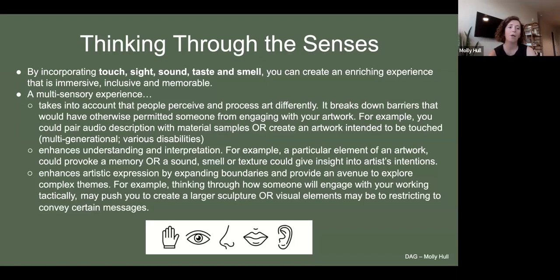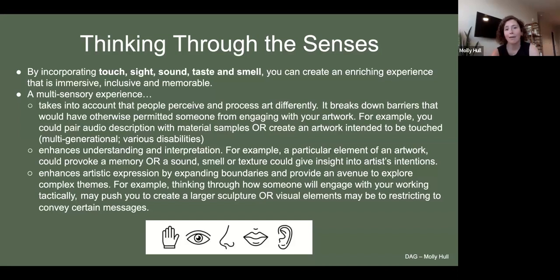So for example, you could pair audio description, that visual to verbal translation that I've been modeling, with perhaps material samples from the artwork itself. So maybe it's impossible for someone to touch your artwork, but you could get a piece of felt or enamel or epoxy or something to give that participant, that viewer, an experience of what's in front of them.